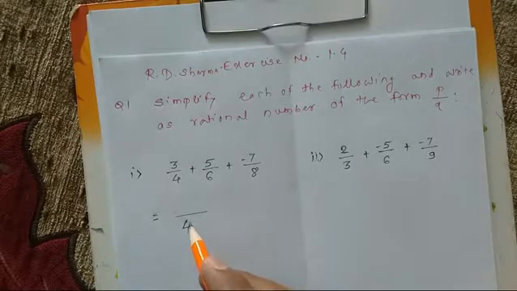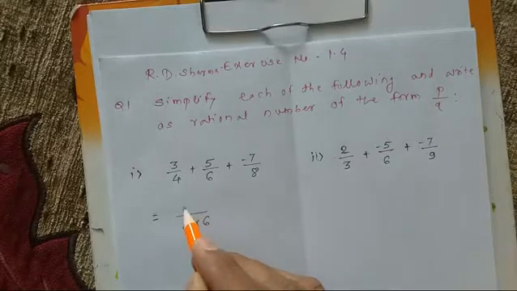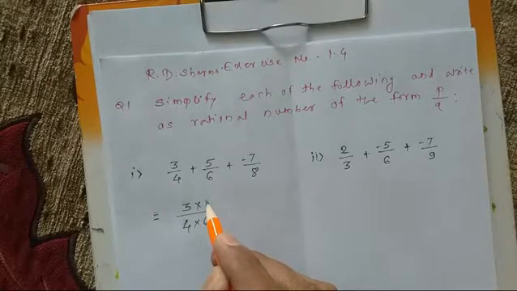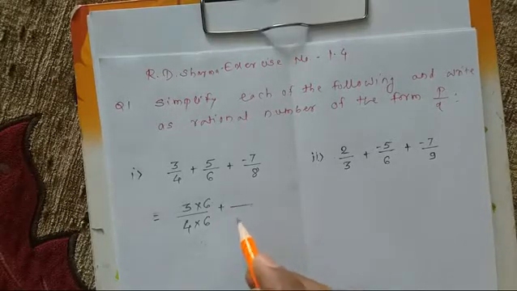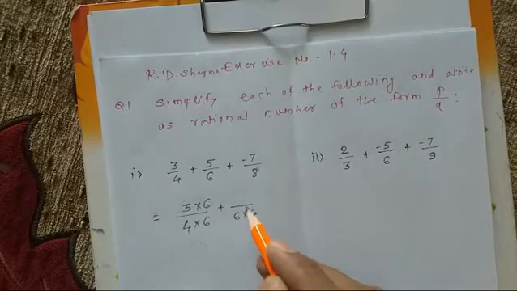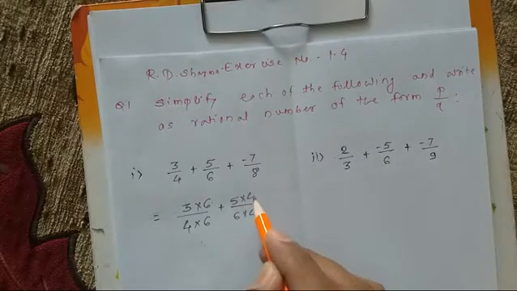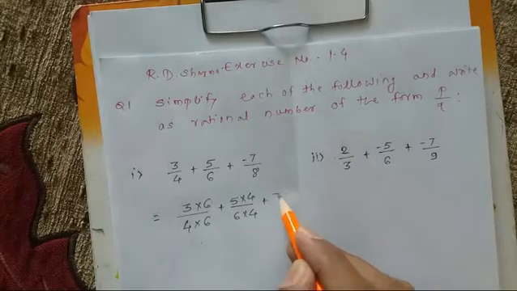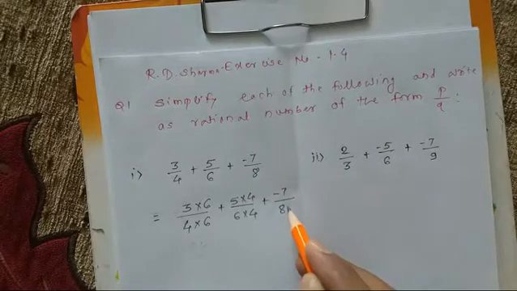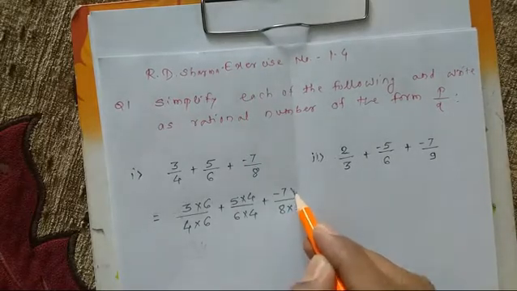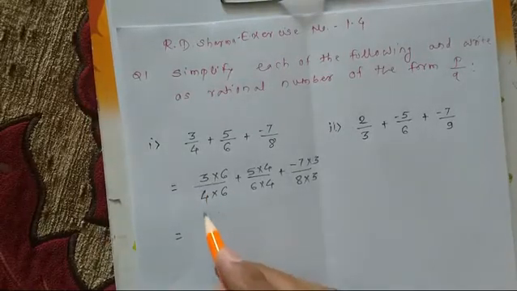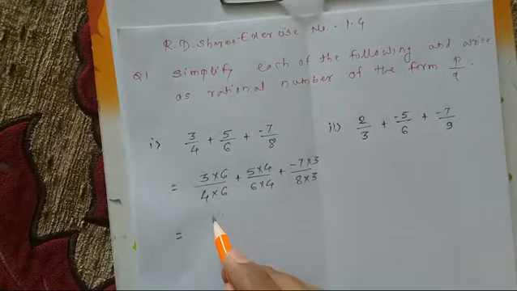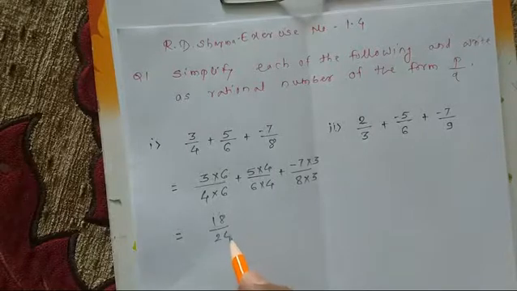To convert 4 into 24, we have to multiply this 4 by 6, so that we will get 24 as a denominator. Multiply numerator as well as denominator at the same time. Then to convert 6 into 24, we have to multiply it by 4. Numerator and denominator by 4. And to convert 8 into 24, we have to multiply this 8 by 3. Now multiply these numbers. 6 into 3 is 18 upon 24.